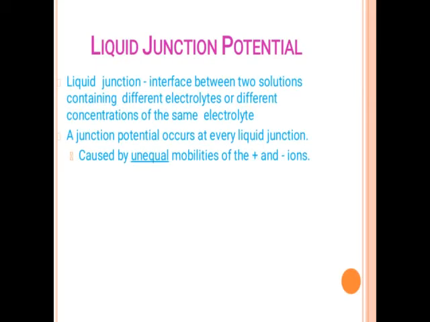The liquid junction potential. A liquid junction is the interface between two solutions containing different electrolytes, or different concentrations of the same electrolyte. So a junction potential occurs at every liquid junction. It is generally due to the unequal mobility of the ions.